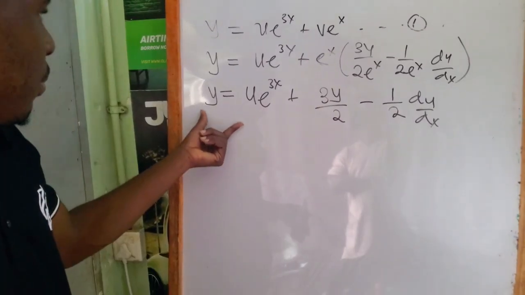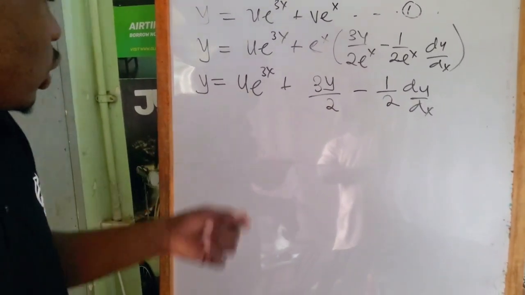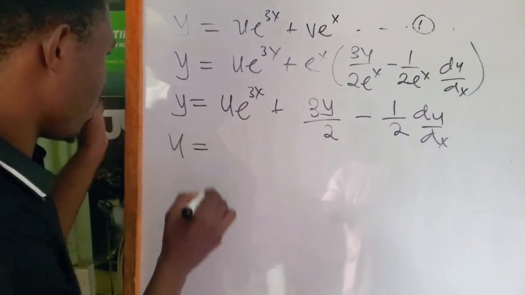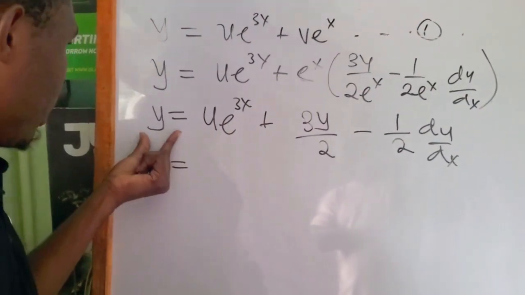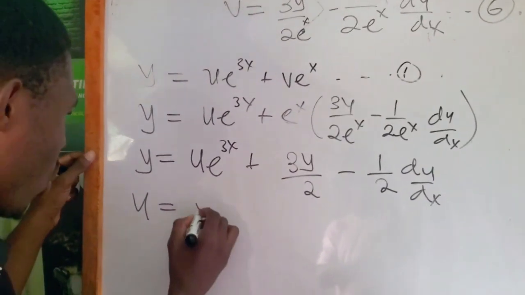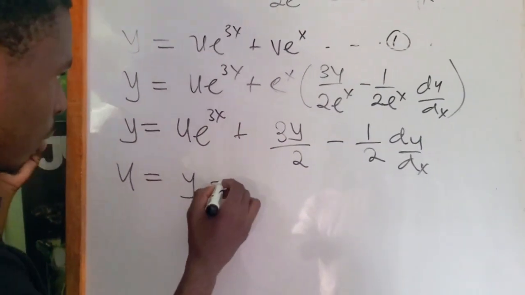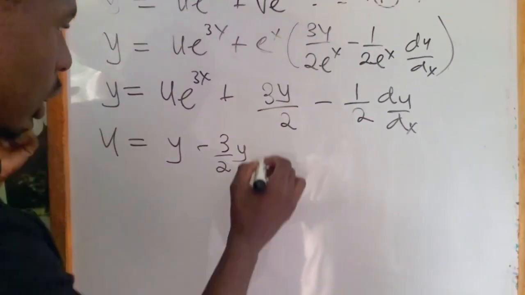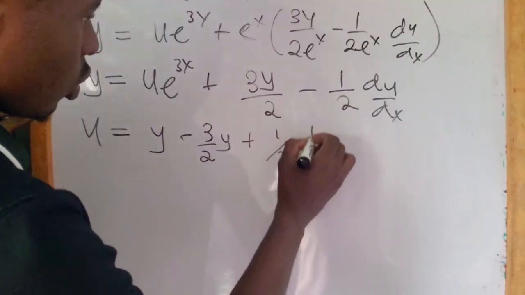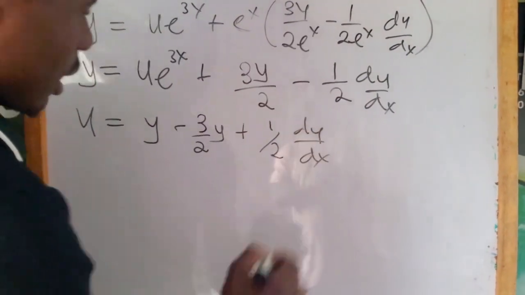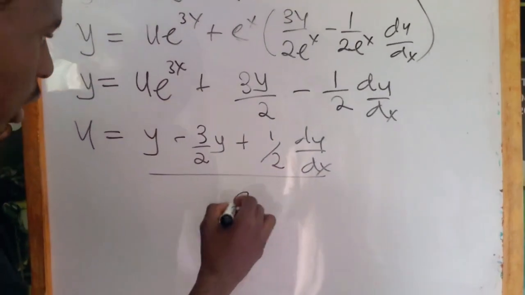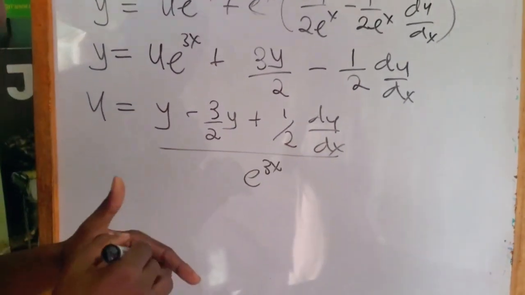So the next step is to isolate u. So u in this case is equal to, take everything to one side, you're going to get y. This goes to the other side and becomes 3 all over 2 times y. This comes to the other side and becomes positive 1 over 2 dy dx. All divided by e to the 3x.